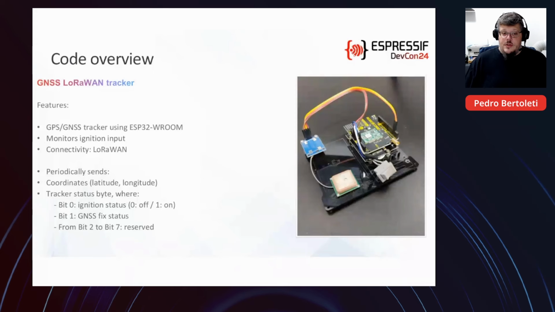Regarding what this project does, it periodically sends the coordinates, latitude and longitude, and in the same package it sends a tracker status byte, where bit 0 means ignition status, which is 0 for off, 1 for on. Bit 1 has the GNSS fix status, which is very important to determine if the coordinates you are getting are reliable or not. And I'm not using the other 6 bits in the byte, so from bit 2 to bit 7, they are reserved.